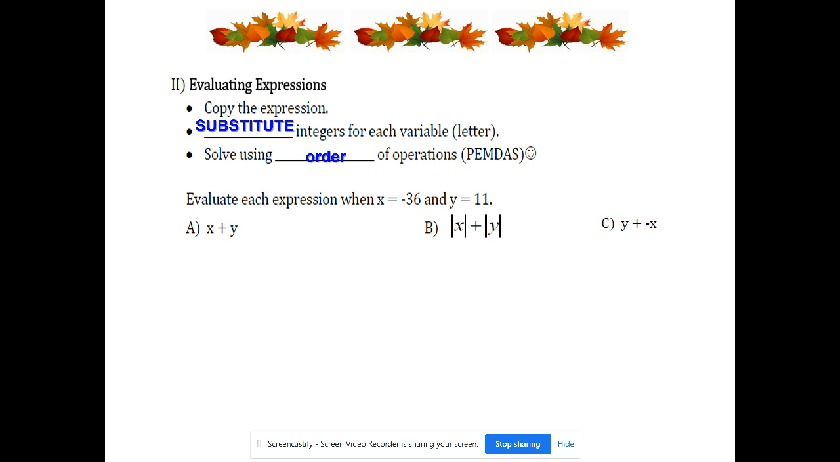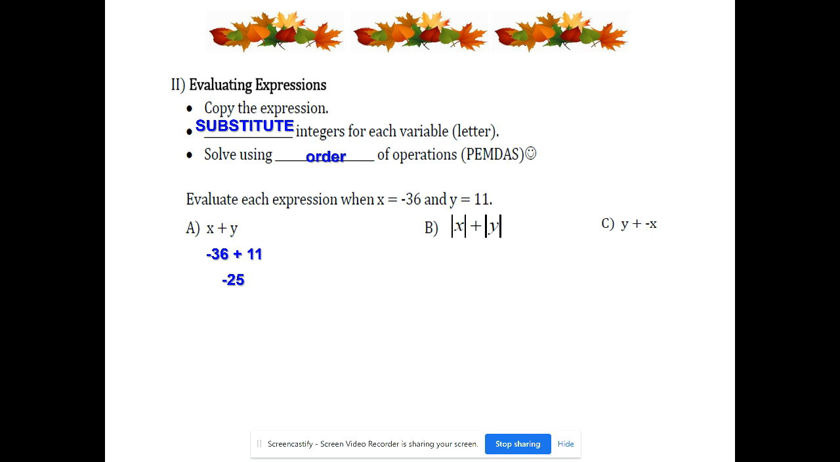11. So that means wherever I see x, I'm going to put in negative 36. Wherever I see y, I'm going to put in 11. So for A, x is negative 36, y is 11. So negative 36 plus 11. Those two are different signs, so I'm going to subtract. And negative 36 plus 11, so 36 minus 11 is 25. 36 is bigger than 11 and it's negative, so the answer is negative.